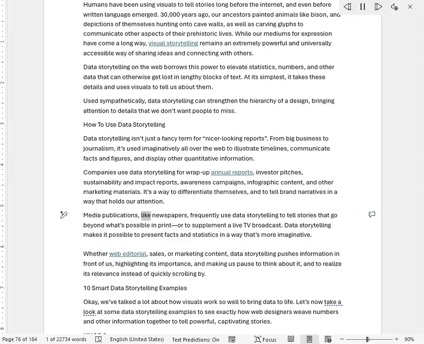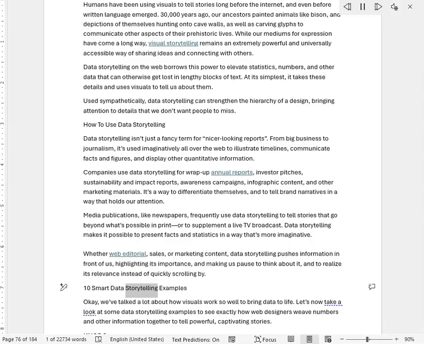Media publications, like newspapers, frequently use data storytelling to tell stories that go beyond what's possible in print or to supplement a live TV broadcast. Data storytelling makes it possible to present facts and statistics in a way that's more imaginative. Whether web editorial, sales, or marketing content, data storytelling pushes information in front of us, highlighting its importance and making us pause to think about it and to realize its relevance instead of quickly scrolling by.